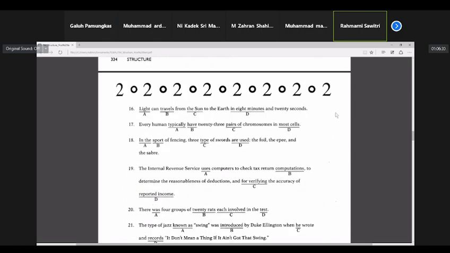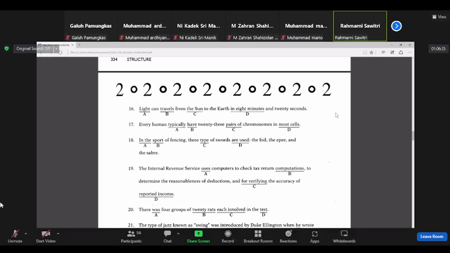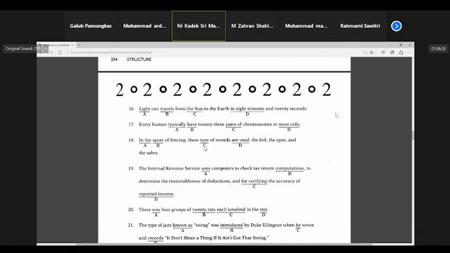Here we have number 16. Well, what about Nikadek? Yes, ma'am. Number 16 is B. B, yes. Light can travel. Well, here we have to omit the S. And then 17. 17 we have Nur Hakim.